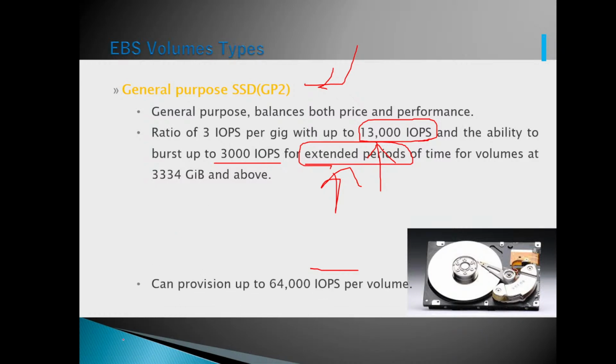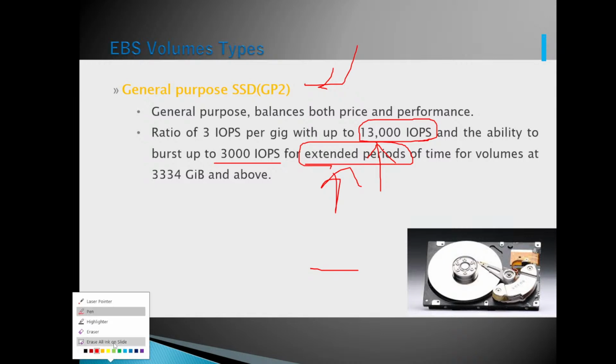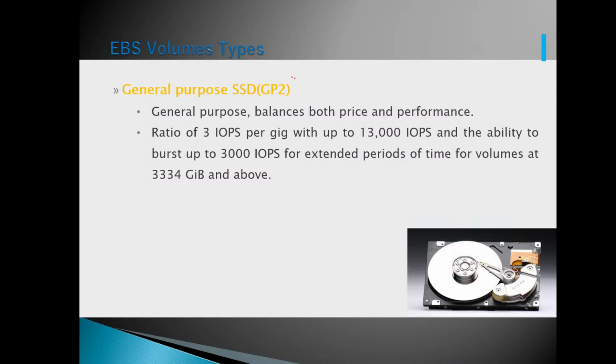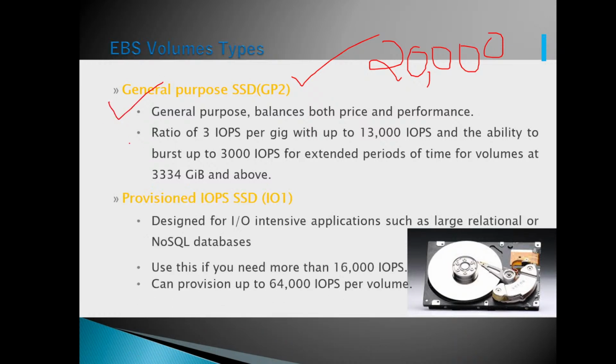Now what if your website is too heavy? The number of users is increasing. Will general purpose help you out in that case? आप ऑब्जर्व कर रहे हो कि आपकी वेबसाइट पे 20,000 रिक्वेस्ट आ रहे हैं on a daily basis for a given time. Will general purpose help you out in this case? समझ आ रहा है? मैं प्रॉपर्टी तो बता रहा हूँ. General purpose will not help you out in that case. You have to go with provisioned IOPS.